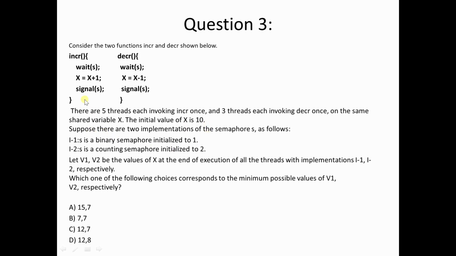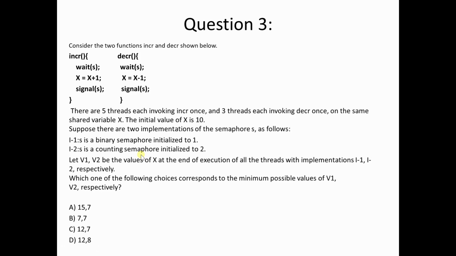This is simple, but there are two implementations of semaphores to be taken. One is a binary semaphore and another one is a counting semaphore. The binary semaphore is initialized to 1 and the counting semaphore is initialized to 2. Let v1 and v2 be the values of x at the end of the execution of all these threads after implementing the binary semaphore and the counting semaphore. Which one of the following choices corresponds to the minimum possible values of v1 and v2? So what are the minimum values of x after the binary semaphore and after the counting semaphore?